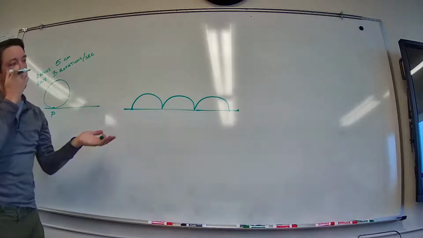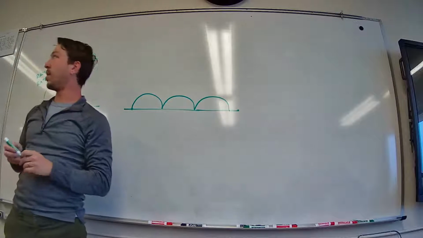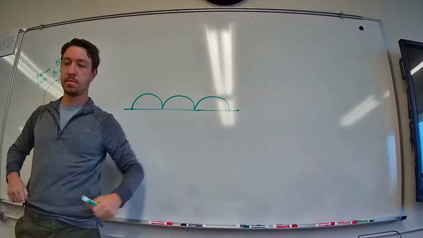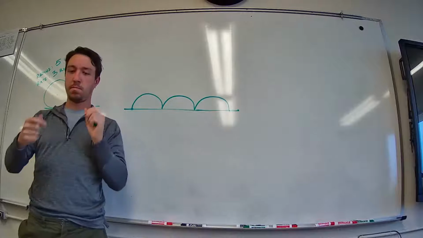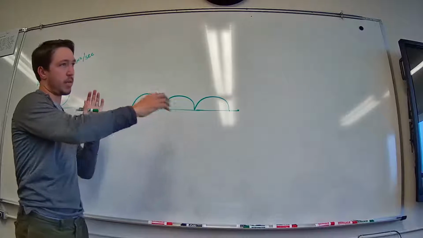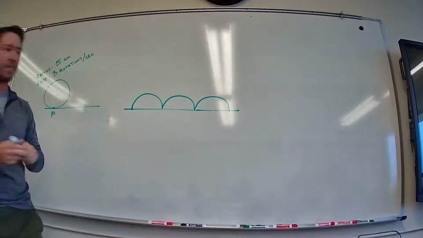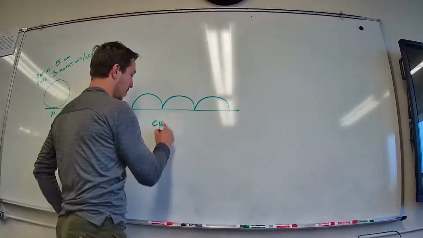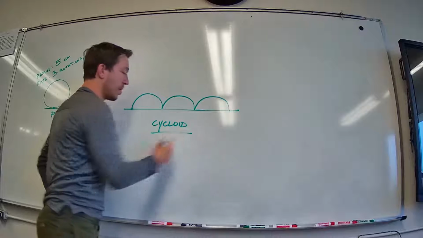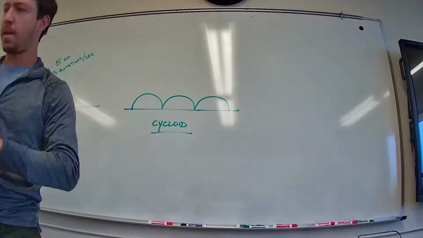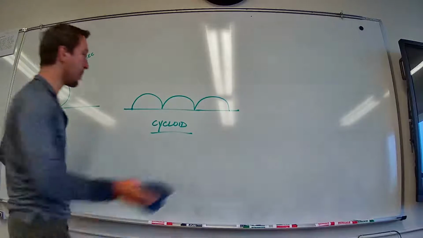Anyway, you can try it yourself with a bicycle wheel. Put a little sticker on one part of it, and you'll notice that it follows a path. It's called a cycloid. There's your trivia of the day. Cycloid. That's that curve. So put that away.